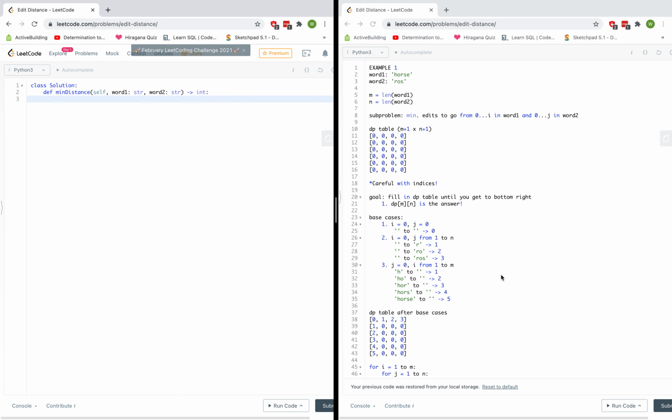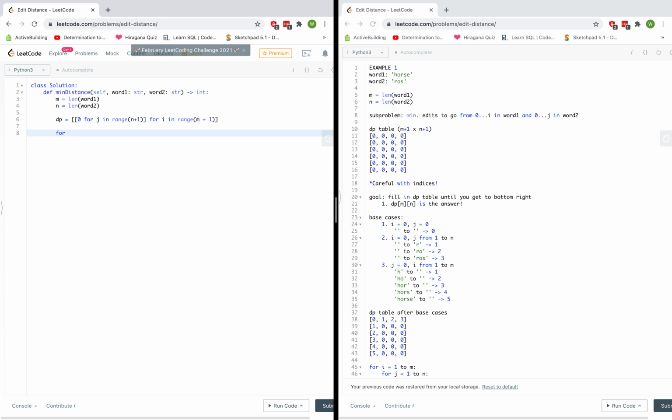And let me show you how easy it is to convert this concept to code based on everything I've laid out so far. So let's say we have m equals length of word 1, n equals length of word 2. Now we're going to set up our DP table. It's going to be a 2D matrix, and we're going to say for j in range n plus 1, and for i in range m plus 1. So that's going to be our DP table, and we're going to move to our base cases now.